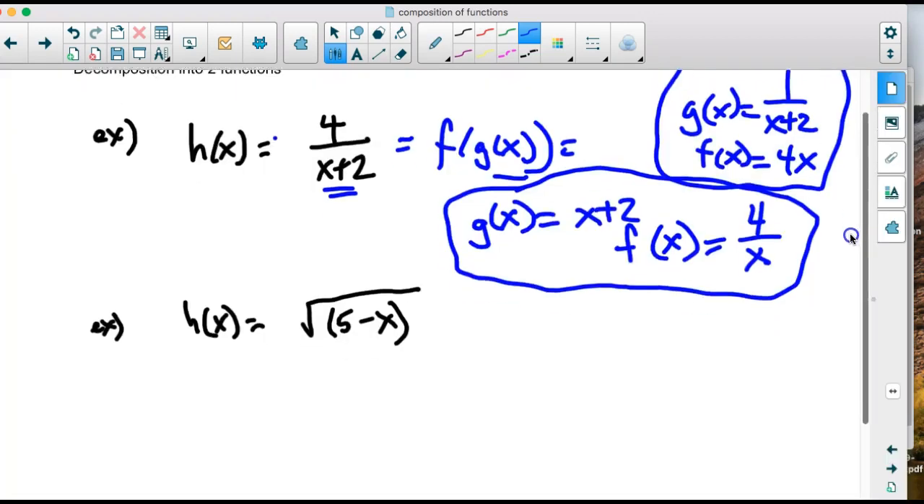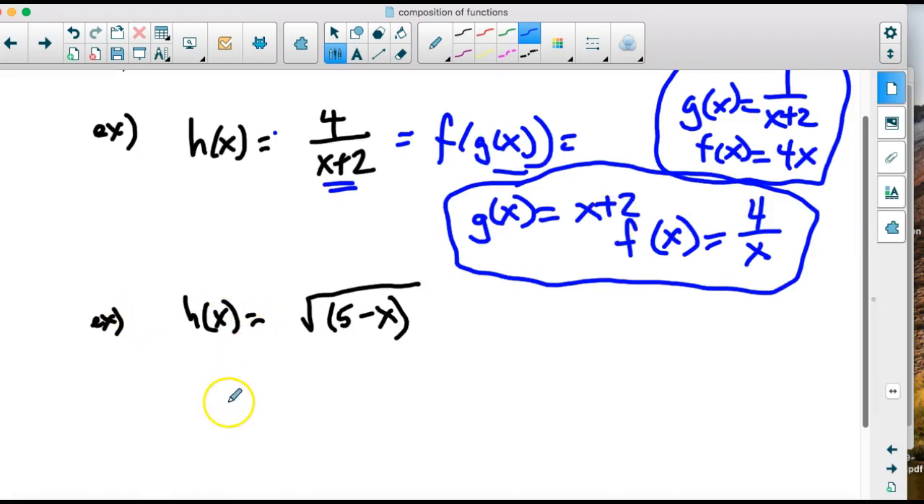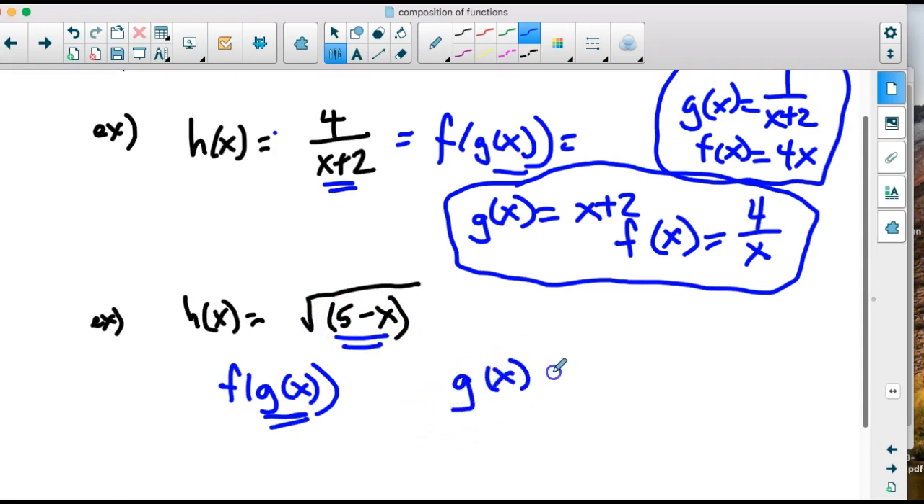Okay, so that same philosophy here, we want to look at f of g of x. We're going to look at g of x as the inside function, so that's what we're doing first. 5 minus x is what we do first when we evaluate that. So g of x is equal to 5 minus x, because that's what we do. If I put 2 in there, I'm going to go 5 minus 2 first. I'm not going to take the square root first. I'm going to do 5 minus 2.